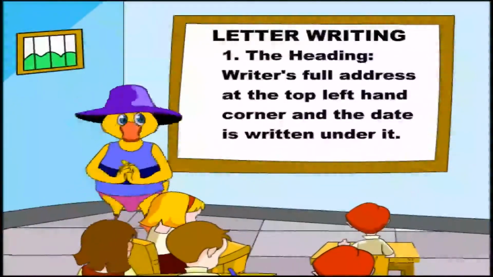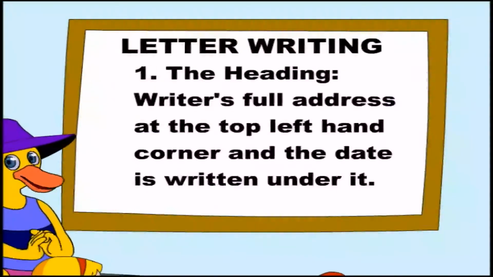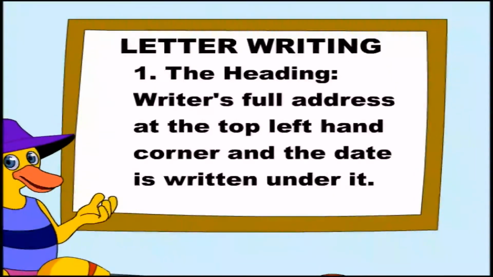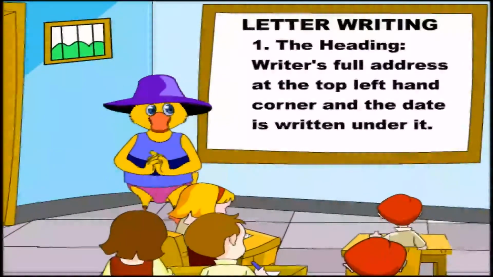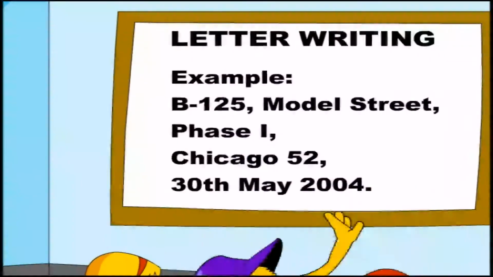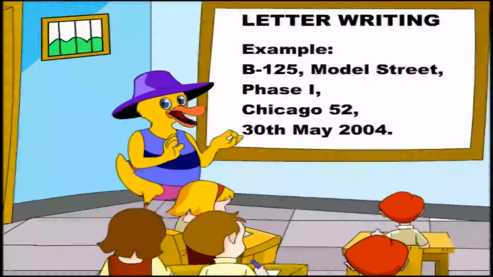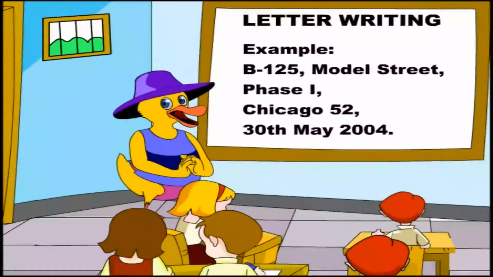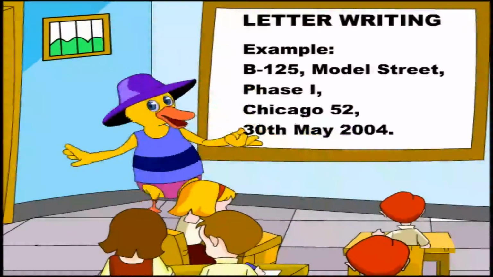1. The heading. Write his full address at the top left-hand corner and the date is written under it. For example, B125 Model Street, Phase 1, Chicago, 52. The 30th of May 2004.